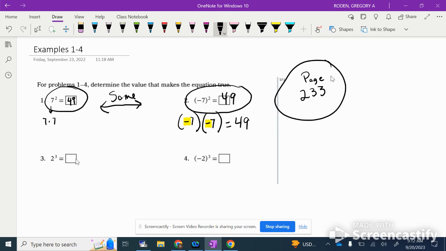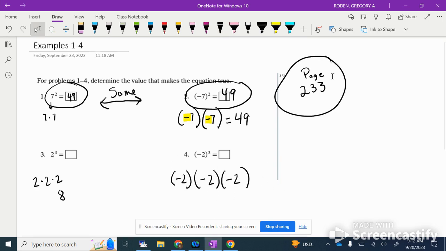Now let's look at the cube really quick. 2 to the third power is 2 times 2 times 2, which is equal to 8. Well, what's negative 2 to the third power? I want you to write this down. Negative 2 to the third power is negative 2 times negative 2 times negative 2. I'll give my class a second to write this down. Remember, you want to write this down so you kind of know what's going on.